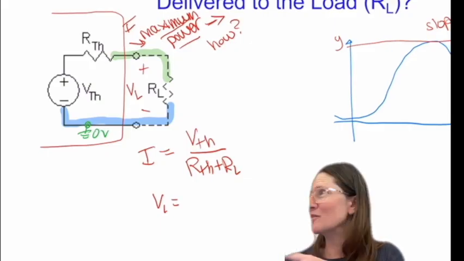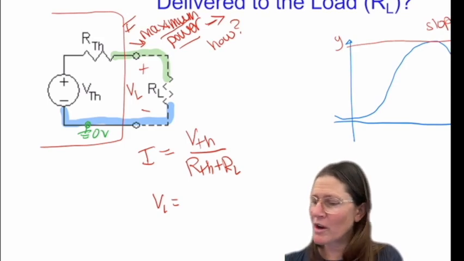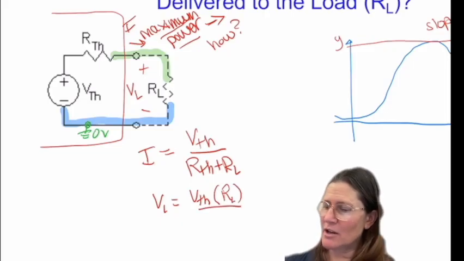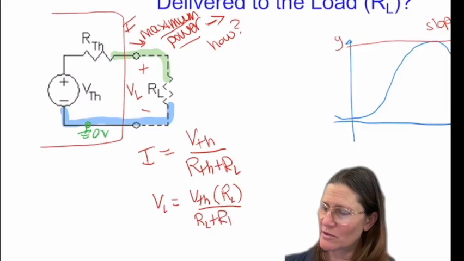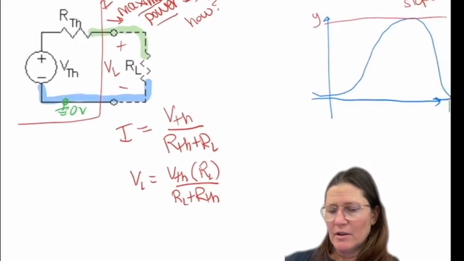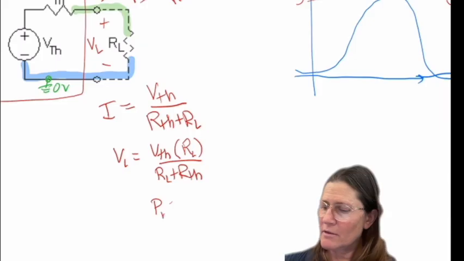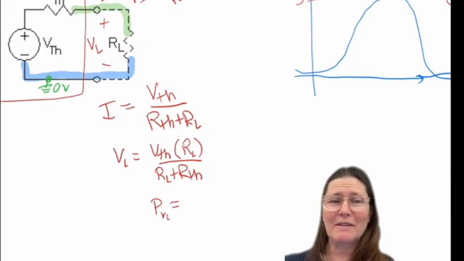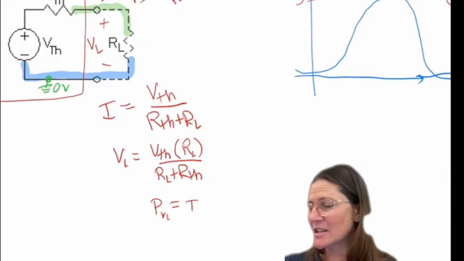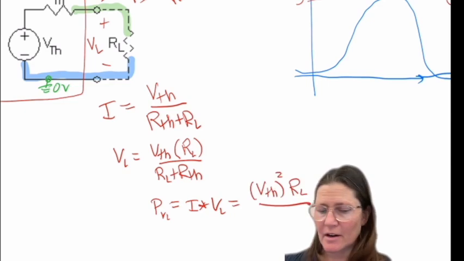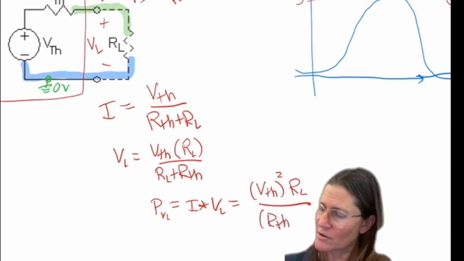I heard somebody say it, voltage divider, correct. So voltage divider, the voltage applied across what resistor? Correct, RL, and then over the summation of all the resistors. So now our power, I'll put VL for the voltage of the load. I times VL is going to be VTH squared times RL over RTH plus RL squared.